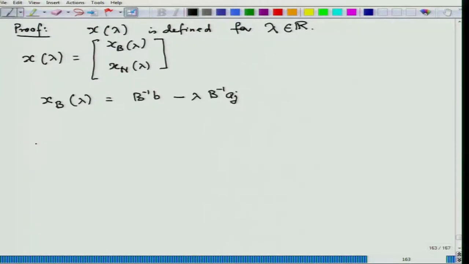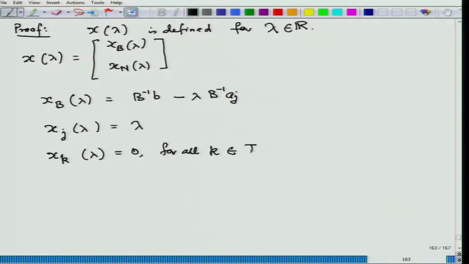Now, x n lambda has two parts. Instead of n you could write j minus I b, it does not matter; n is a better symbol. So, what happens in the non-basic part? Then x j lambda is equal to lambda, and x k lambda is equal to 0 for all k in j minus I b, the non-basic part, with k not equal to j. So x j lambda is lambda, otherwise it is 0.